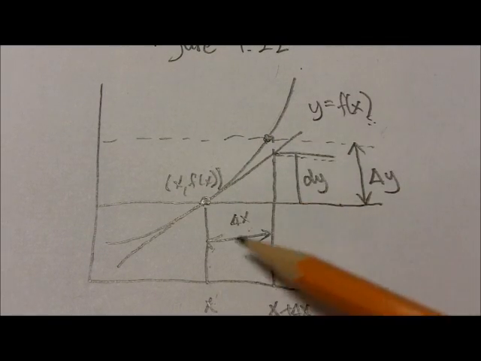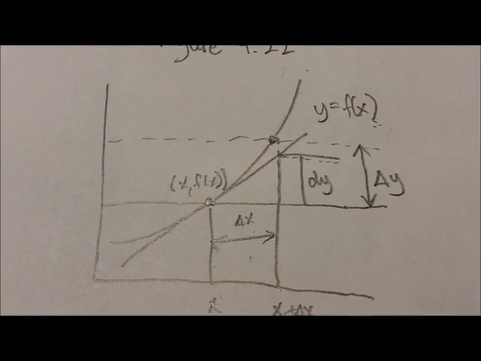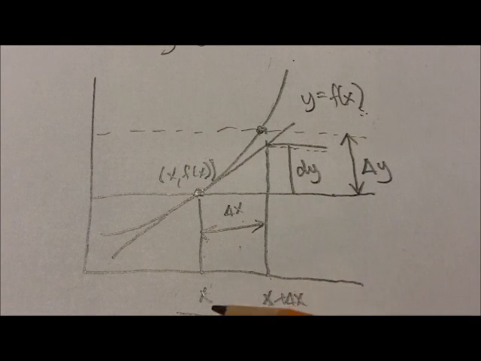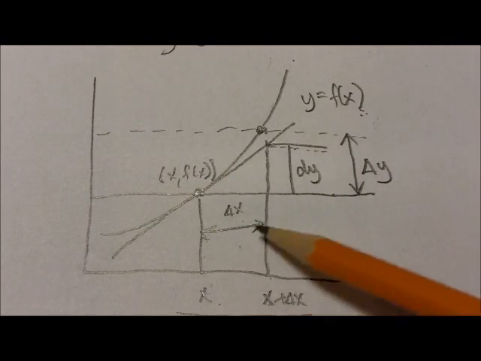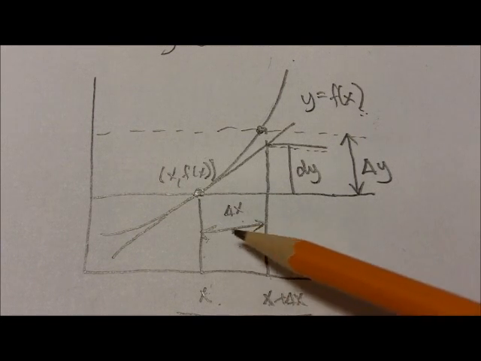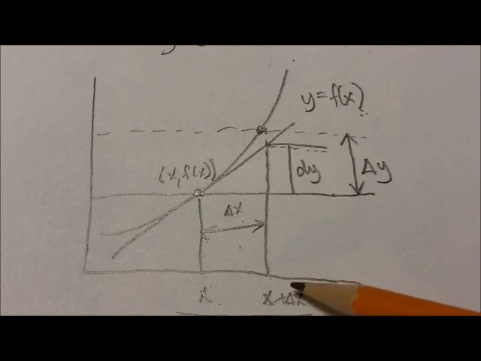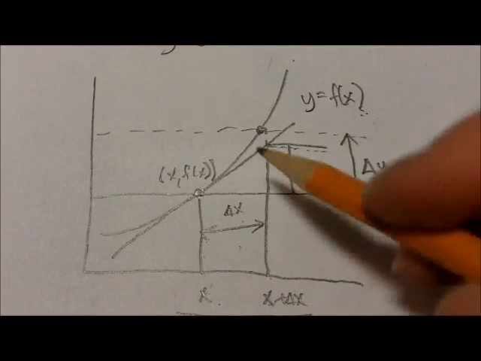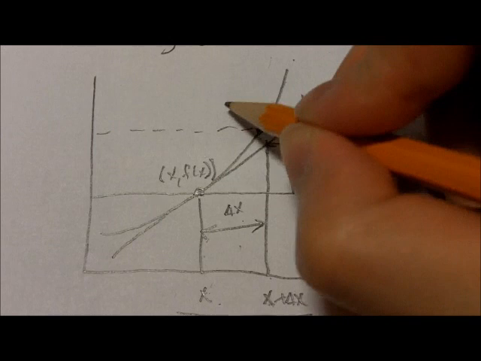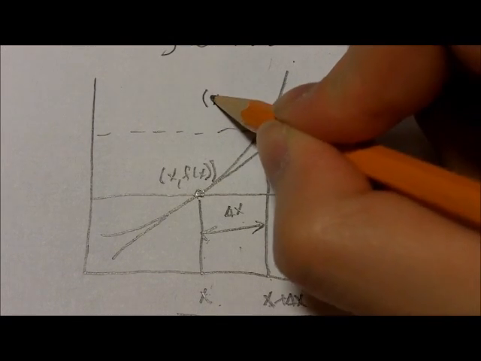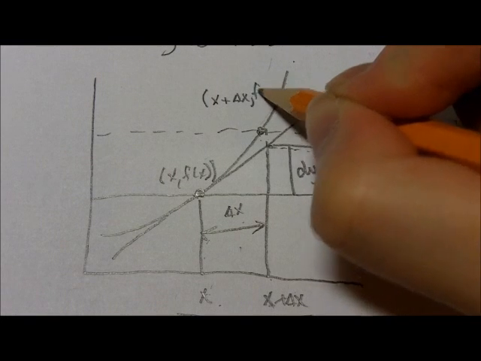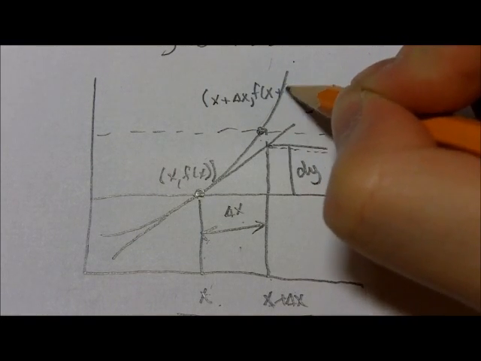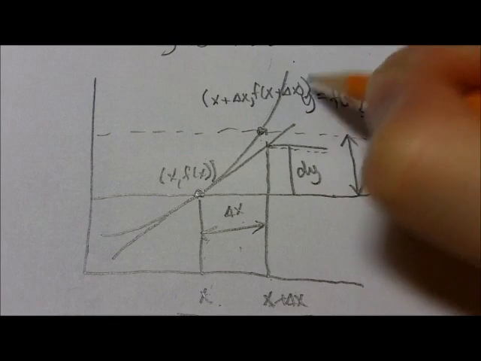Now, this point here is an increase from x, and we call this delta x. That's the difference between these two points. And if we input x plus change in x into this function, we should get this point here. We call this (x plus delta x, f(x plus delta x)).